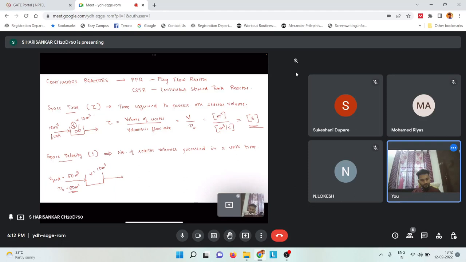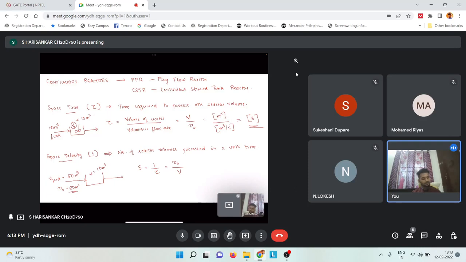So here, if we assume that 50 meter cube of feed is being fed into a reactor which has a volume of 10 meter cube per unit time, that means 5 times the volume of the reactor is being processed by the reactor in a unit time. So this is the significance of space velocity. And the space velocity can be written as S is equal to 1 by tau, or basically the inverse of tau, that is mu 0 by V.